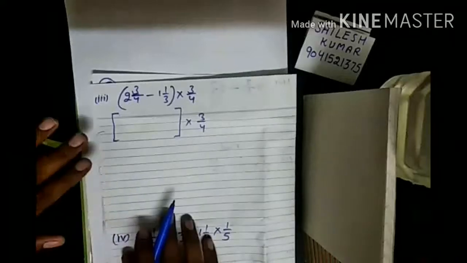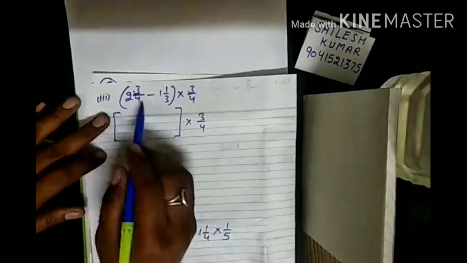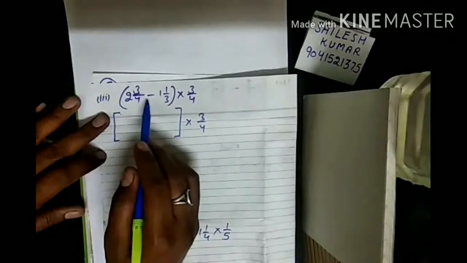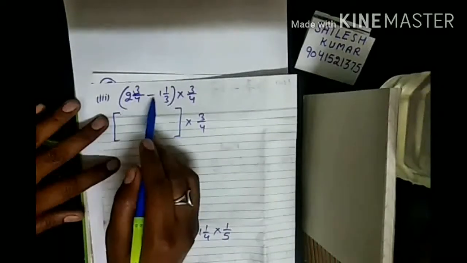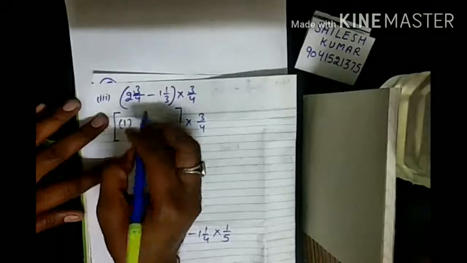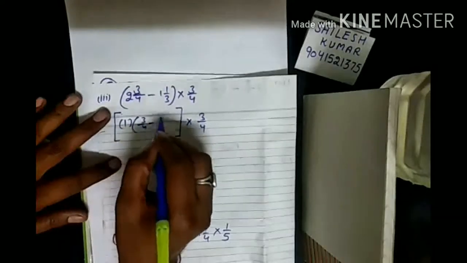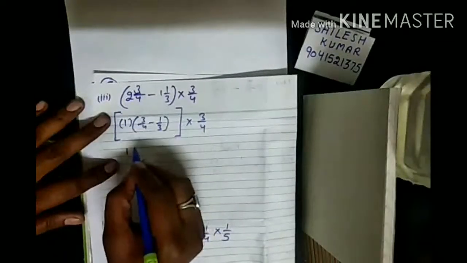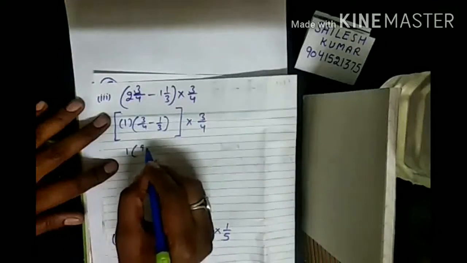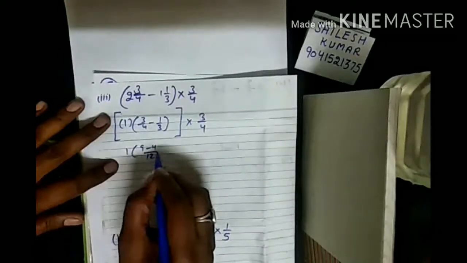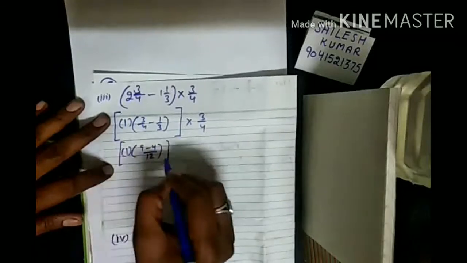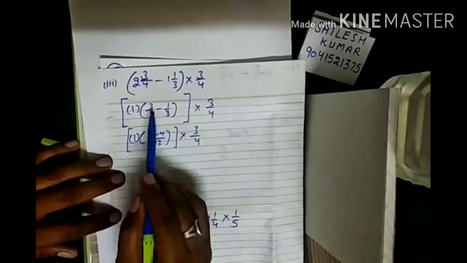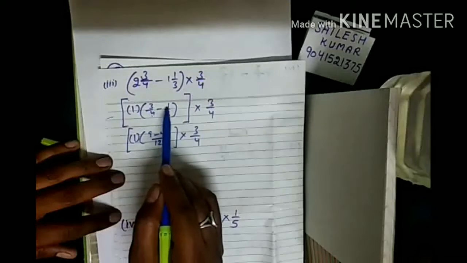Now, in this question, first of all, we will solve the bracket. In the bracket, there are two mixed fractions, and we have to subtract them. So, 2 minus 1 is 1, and 3 by 4 minus 1 by 3. We will apply cross multiplication here. 3 threes are 9, and 4 ones are 4, and 3 fours are 12. Clear, students? Here 3 threes are 9, cross multiplication. 4 multiply 1 is 4.